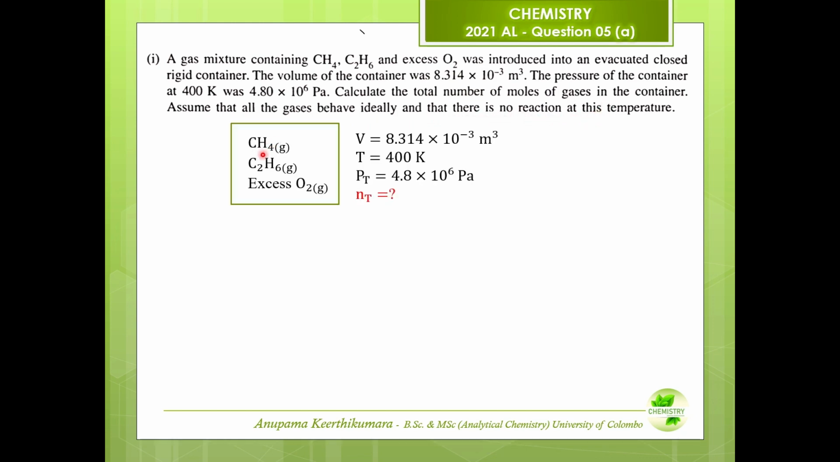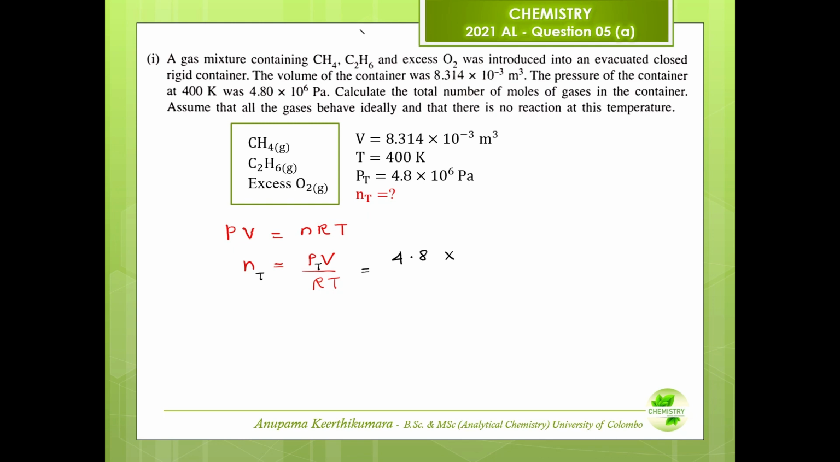There are 3 gases inserted into the given container. The volume of the container, temperature, and the total pressure inside the container were given. And we have to calculate the total number of moles. For that, we can use the ideal gas equation, PV equals nRT. And we have to calculate the number of moles. Therefore, when n is the subject, n equals PV divided by RT.